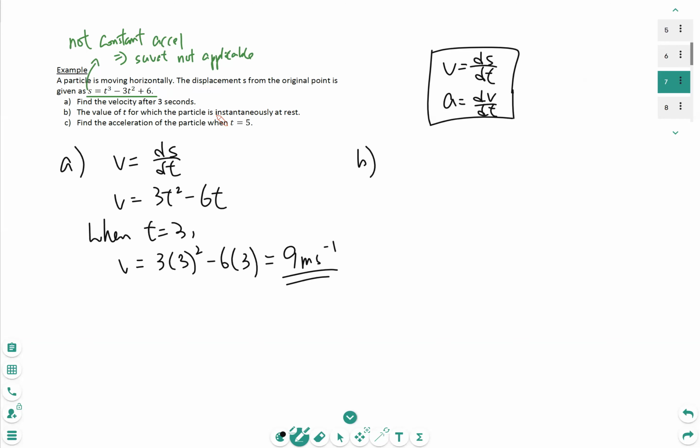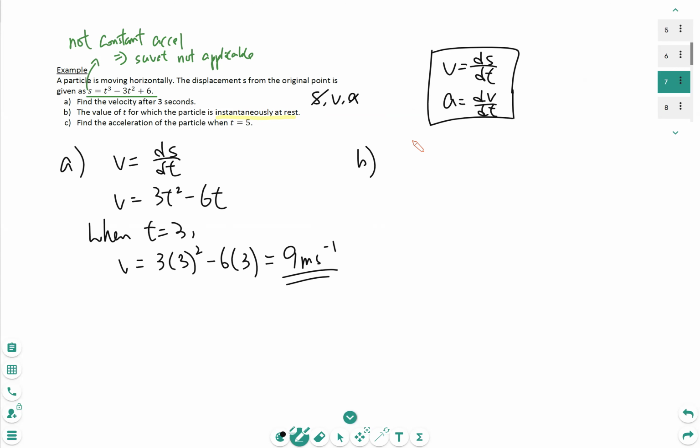Part B, find the value of t for which the particle is instantaneously at rest. Think about s, v, and a: displacement, velocity, acceleration. When a particle is instantaneously at rest, what can we relate? When you're too tired to run a 1500 or 2000 meters on a sports day, you stand. Does the displacement change? It's not directly affected by instantaneous rest.